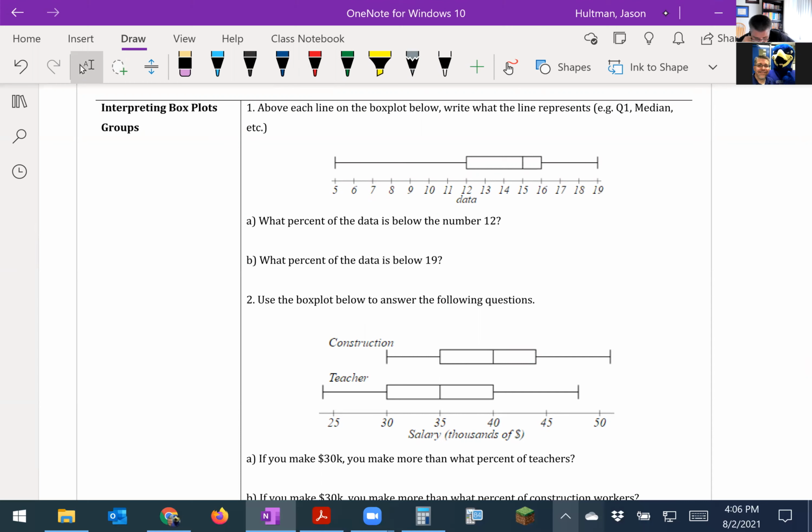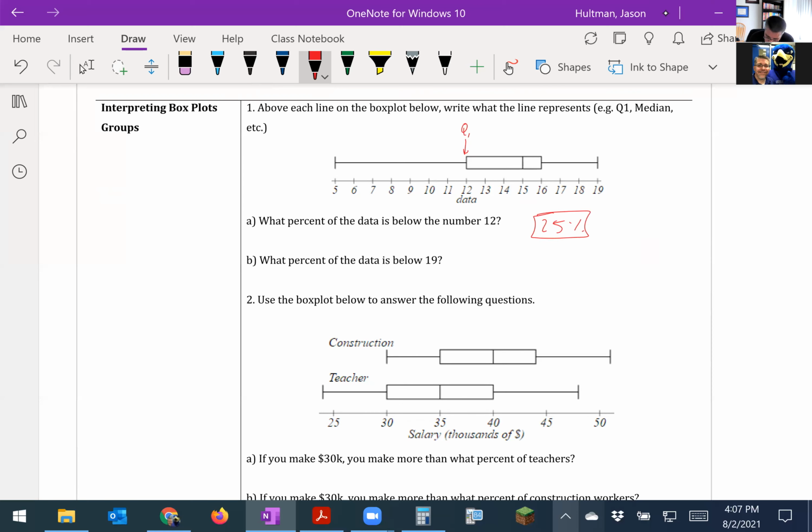What percent of the data is below the number 12? Well, this is Q1. Q1 is 12, my first quartile, as in quarter, which is 25%. So 25% of the data is below 12.